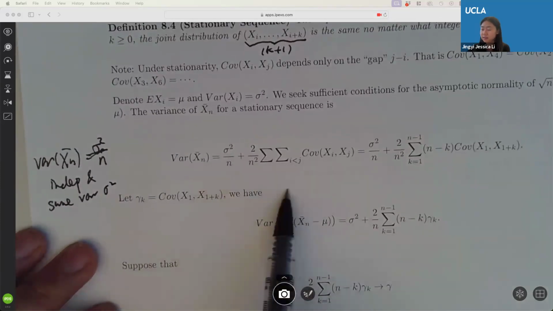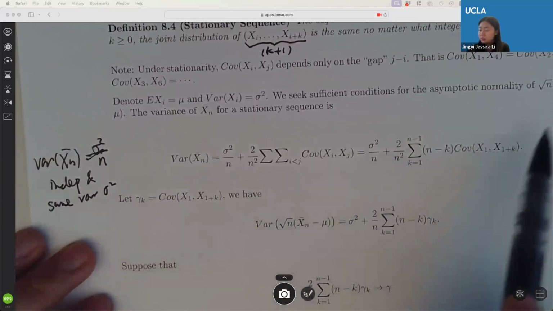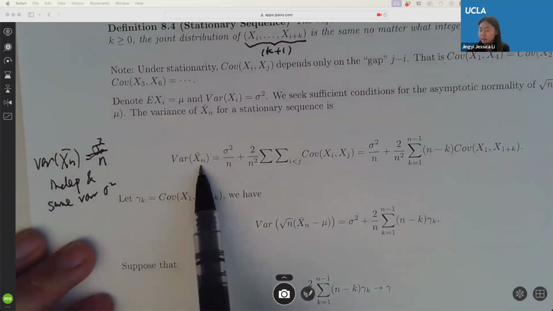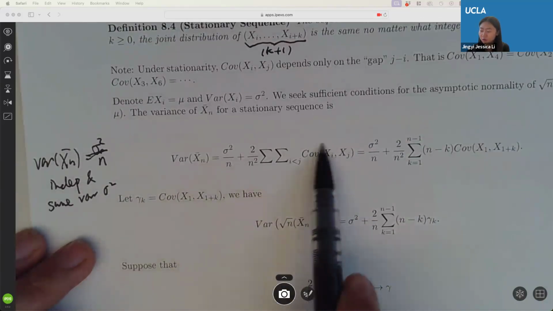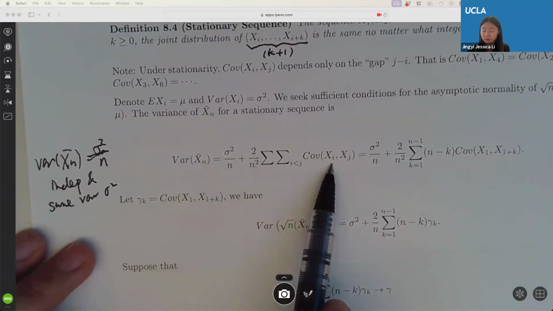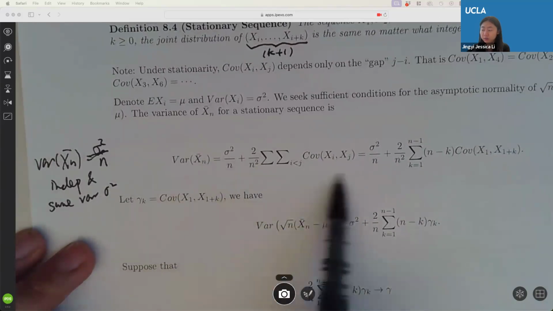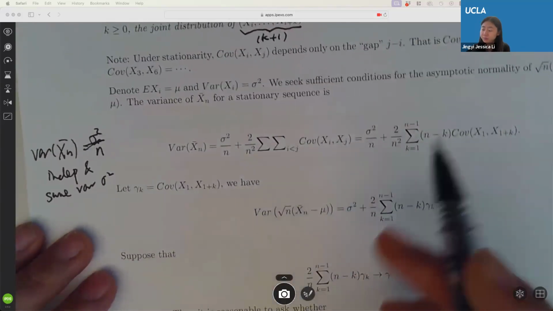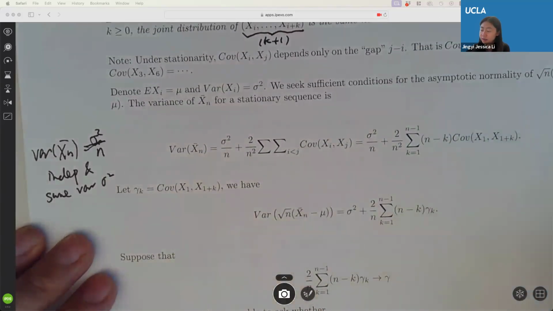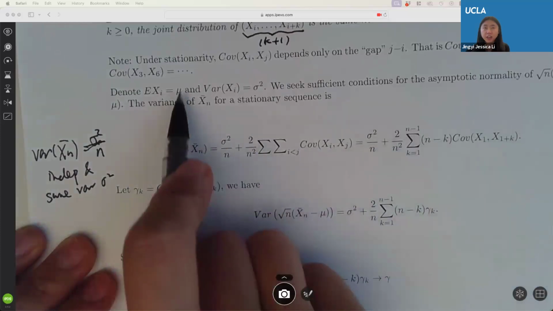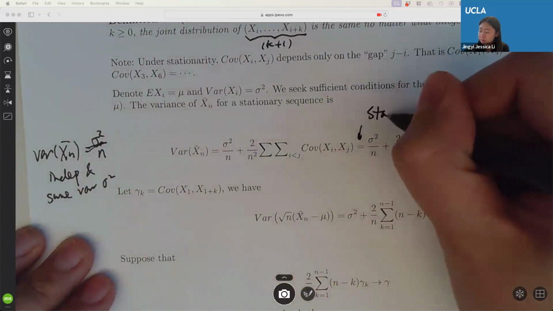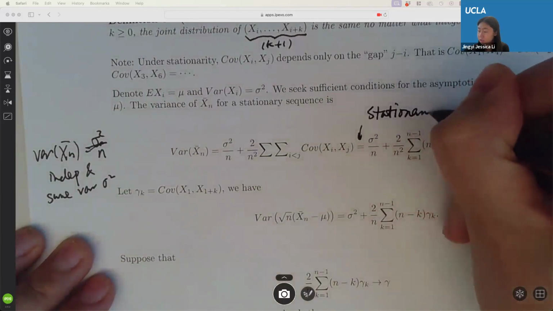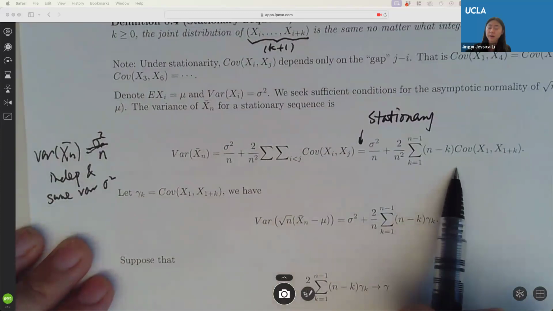Otherwise, if you have dependence, it's not like this. So therefore, you see, for the variance of x n bar, we need to consider covariances between each two. This is just the general formula. But one thing to know here is, since it's stationary, then stationarity can come in here to make it not so complicated.